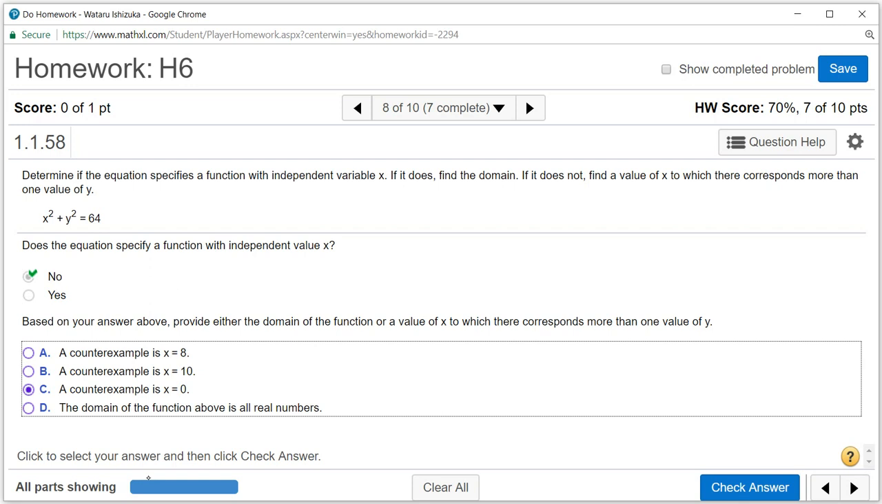And here, x equals 10 doesn't quite work, because if you plug in 10 here, you have 100. So y squared is equal to 64 minus 100, which is going to be a negative value. So there's no real solution. And x equals 8 doesn't quite work either, because if x is 8, that's 64. So y squared is equal to 0, then y is only equal to 0. You get only a single value.